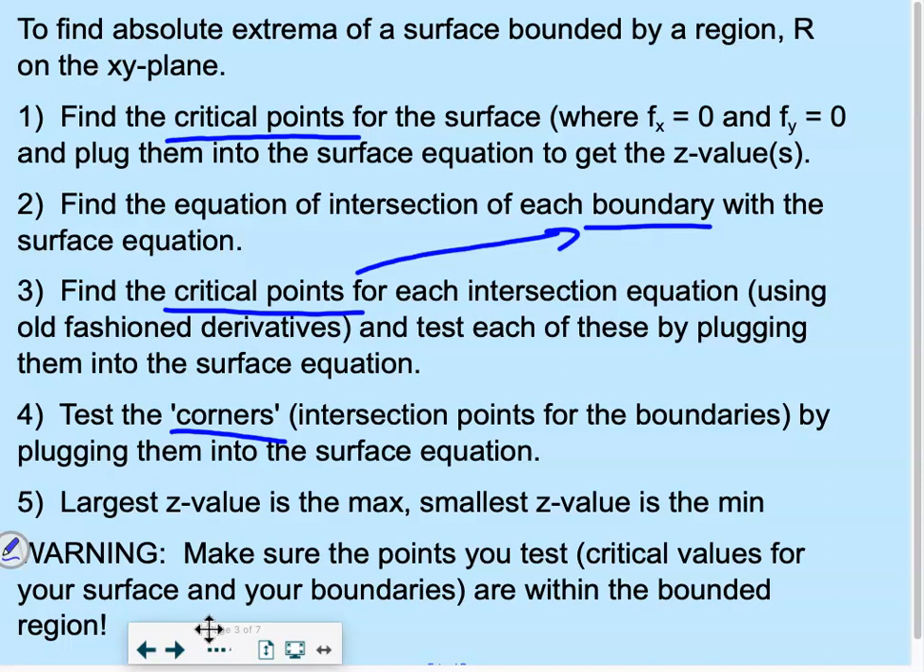Yes. It's like the person in charge of health for the government. I don't know. Somehow I don't think the Surgeon General actually wrote the statement about testing your critical values within your bounded region. Yeah. Okay.